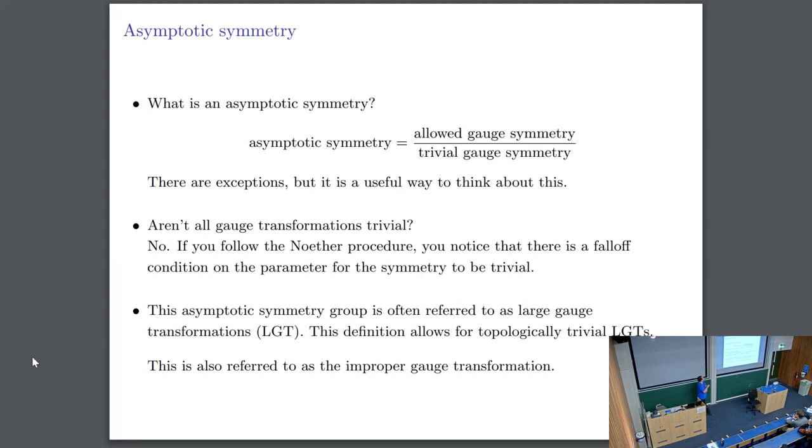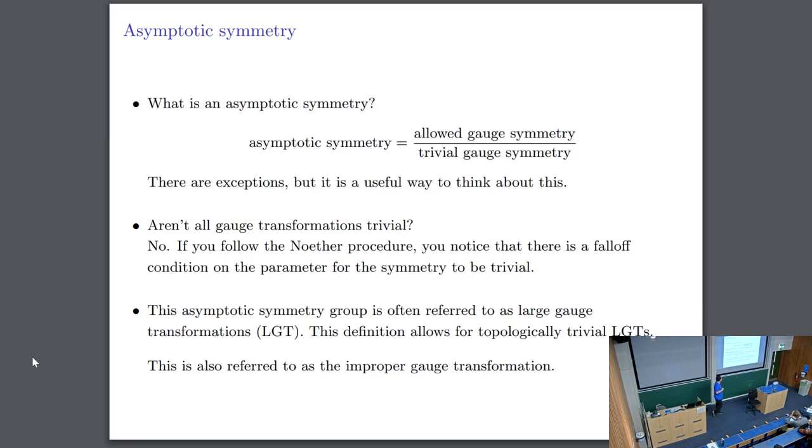And then asymptotic symmetries. What is an asymptotic symmetry? The quickest way to see this is you think of all the allowed gauge symmetries of the theory, and you mod it out by the redundancies, the trivial gauge symmetries. Of course, this is not the most general way to see this. But still, this is a useful way of thinking about this topic. Now, you could ask, aren't all gauge transformations trivial or redundancies? The answer to this is no.